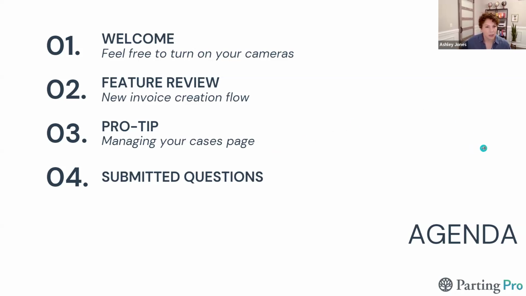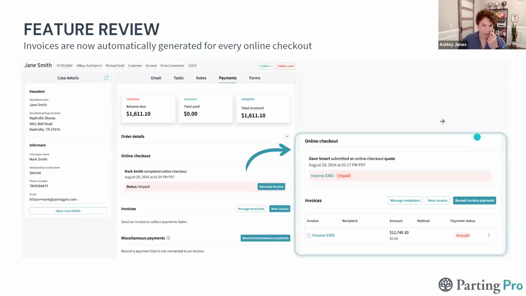So I'm going to start going over our feature review. This month, about two weeks ago, we came out with a new flow for the invoice generation. Previously, when a customer went through your online checkout, through your store, and submitted their information, you would get this online checkout section and you would have to click the generate invoice button, which would then generate an invoice for that customer, which you could then edit.